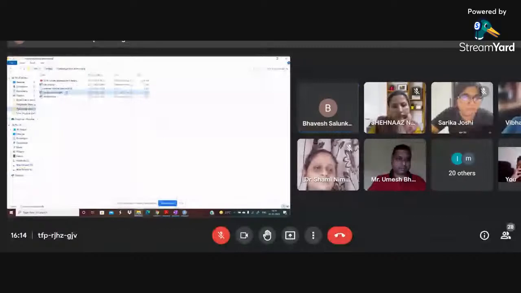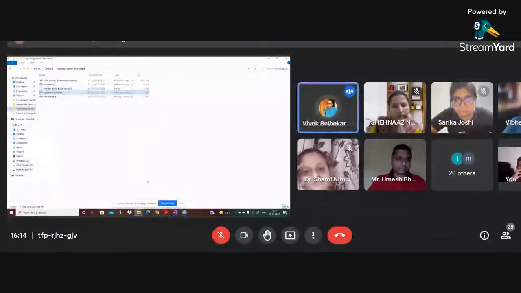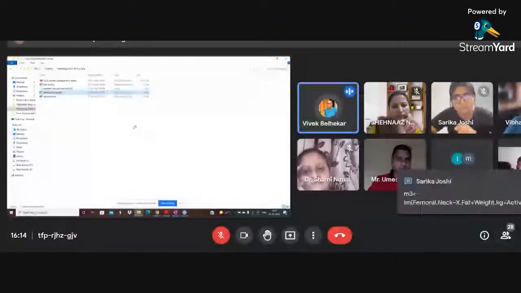Post it in the chat also. Sure, I'll do that. The code is posted in the group. Multivariate VIF code is posted in the group, the one that Dr. Bhavesh has shared.